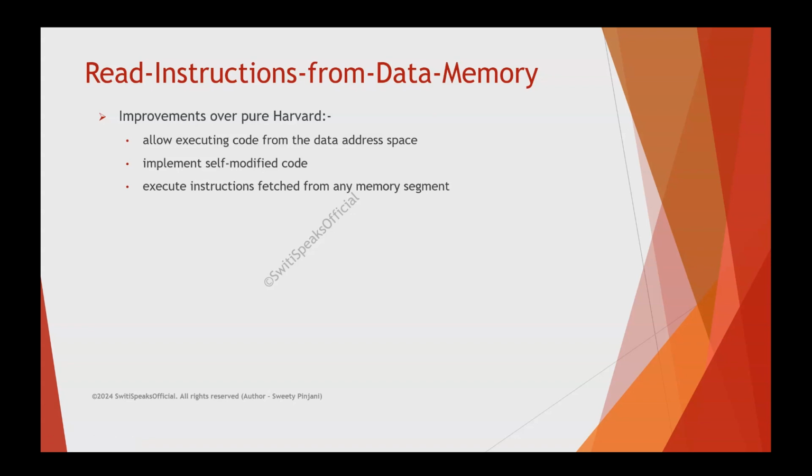How is this advantageous? If you remember, we discussed one limitation in Harvard architecture, that you have a fixed instruction memory and there is no flexibility. If you have a large code base, you can use the data memory as instruction memory. In such applications where you have a large code base, you can use this architecture, read instructions from data memory, wherein you can also have certain instructions in your data memory, and thereby you can expand your instruction memory so that you can run a large code base also.